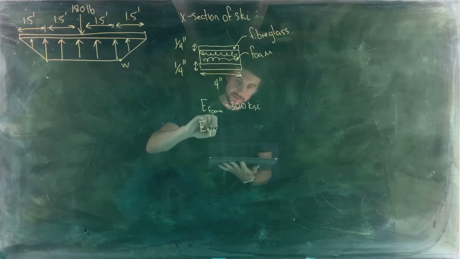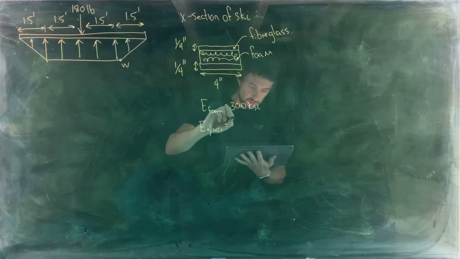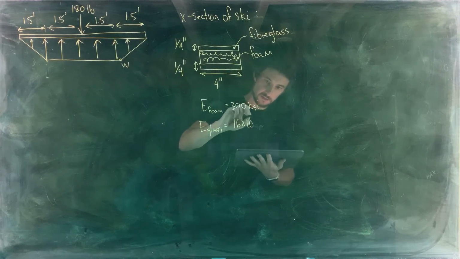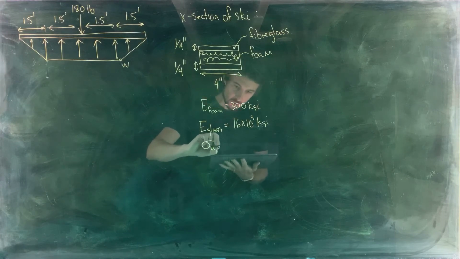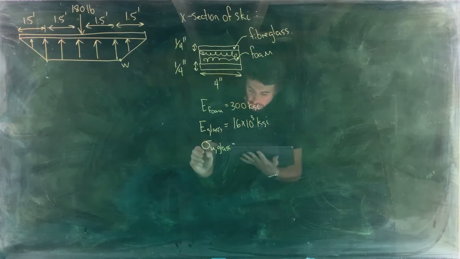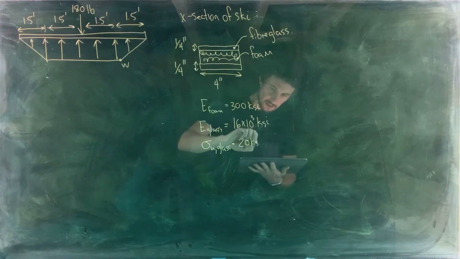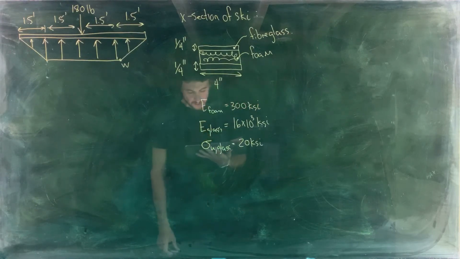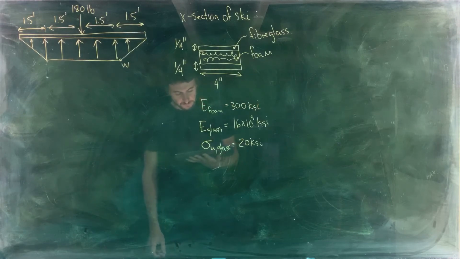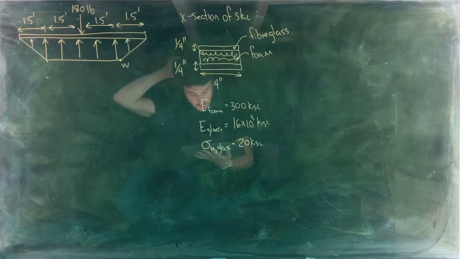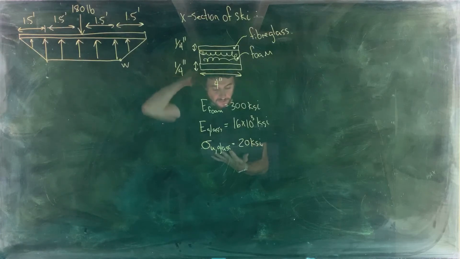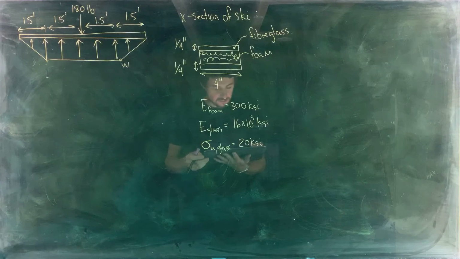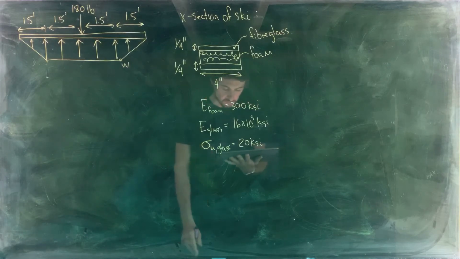I'll just say E glass equals 16 times 10 to the 3 KSI, and the ultimate strength, sigma U, of the fiberglass, we're told, is 20 KSI. If the maximum bending stress for the given loading situation should be 10% of the fracture stress of the fiberglass, determine the required thickness of the foam to the nearest 1/16 of an inch.